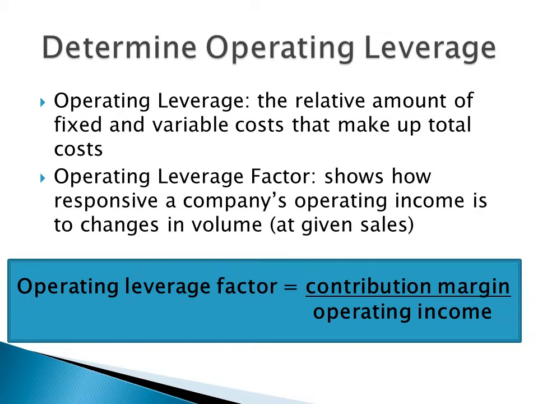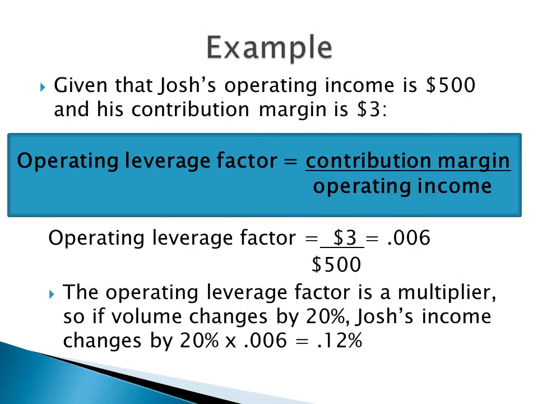Determining the operating leverage. Operating leverage is the relative amount of fixed and variable costs that make up the total cost. The operating leverage factor shows how responsive a company's operating income is to changes in volume at given sales. The operating leverage factor can be found by dividing the contribution margin by operating income.